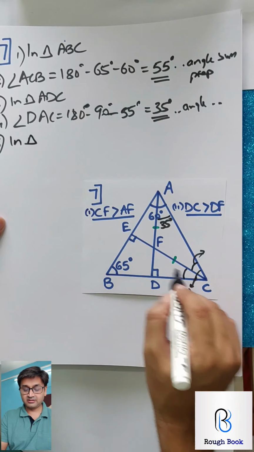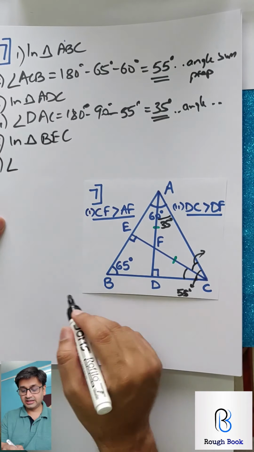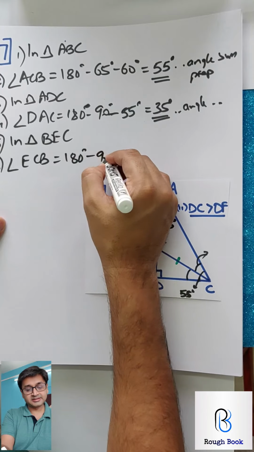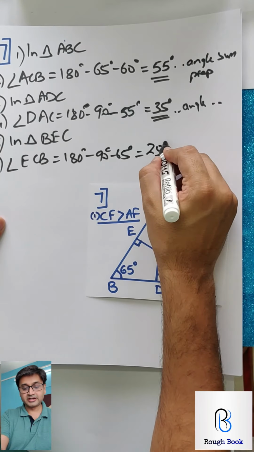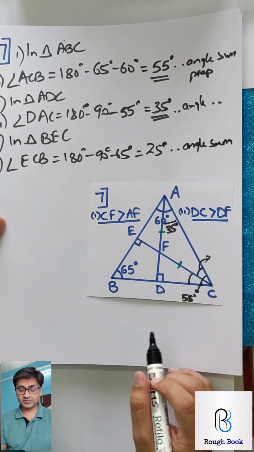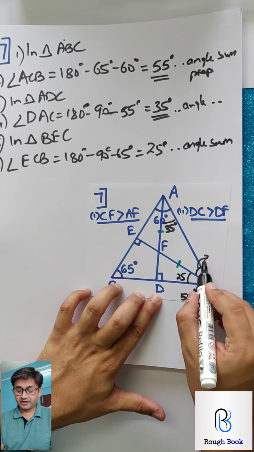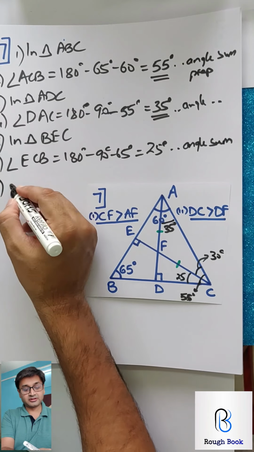So now in triangle BEC, we will say angle ECB equals 180 minus 90 minus 65 this time. Correct. So what you will get is 25. Again write angle sum property. Yeah. So I got this 25. The entire is 55. This is 25. So this will be 30. So get this angle now, 7th.